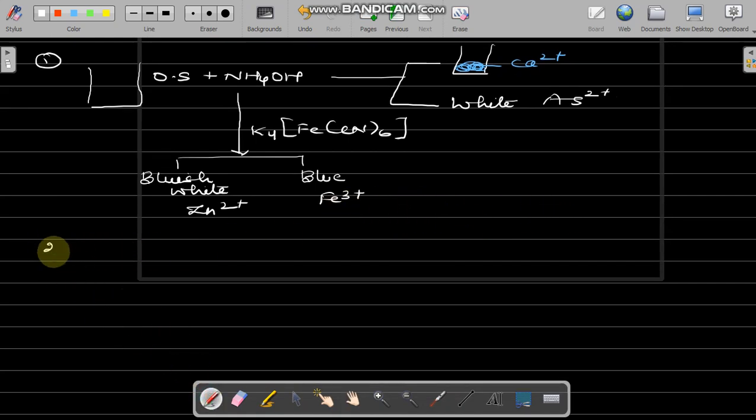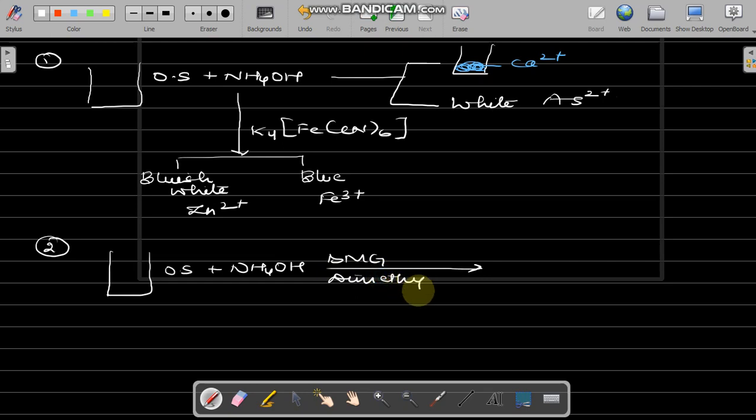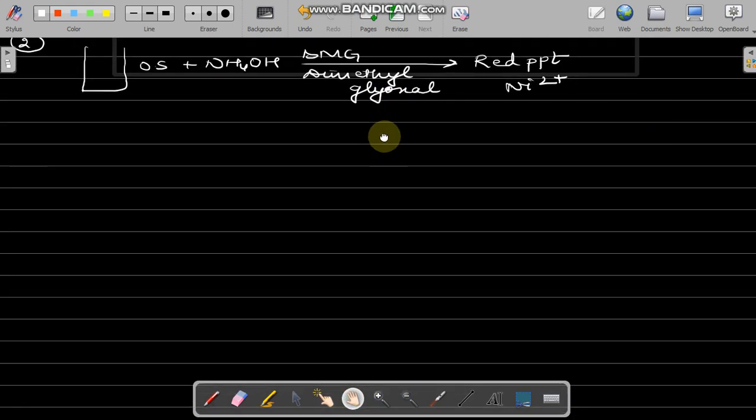Now if any of this did not come, so what we do? We take another test tube, put original salt solution in that, put NH4OH, and then put DMG, that is your dimethylglyoxime. A red precipitate confirms the presence of nickel.